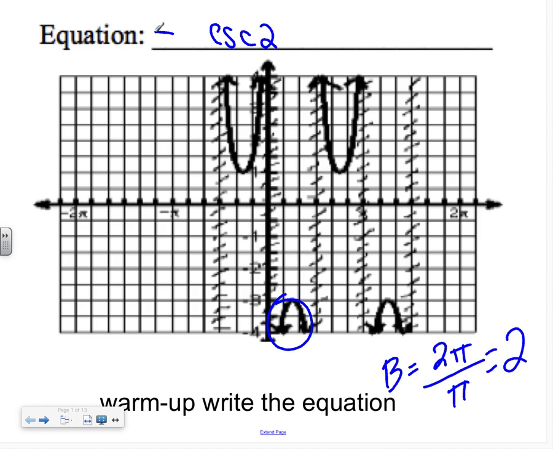All right, is it stretched? Depends. Oh, I gotta find the midline. Where's the midline? So that midline's halfway between. It looks like -3 and 1. So it's halfway.